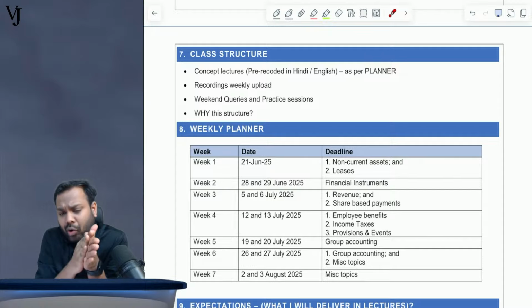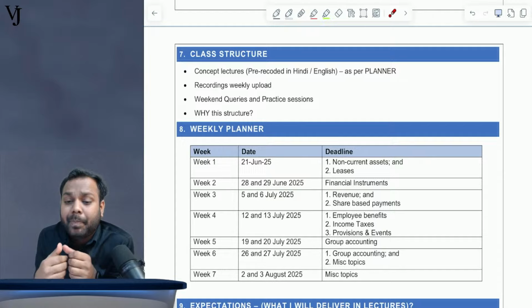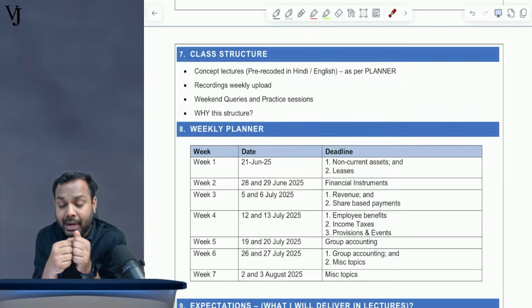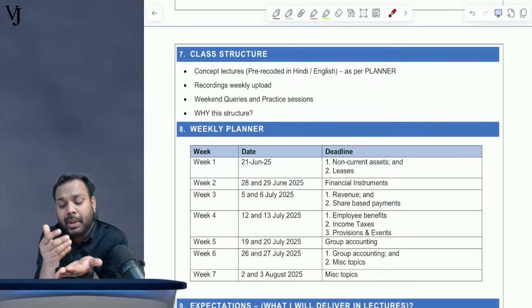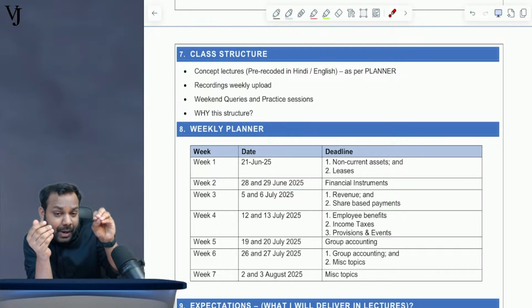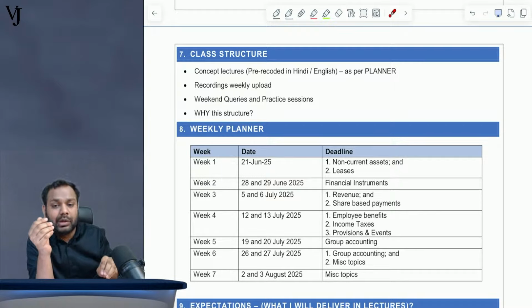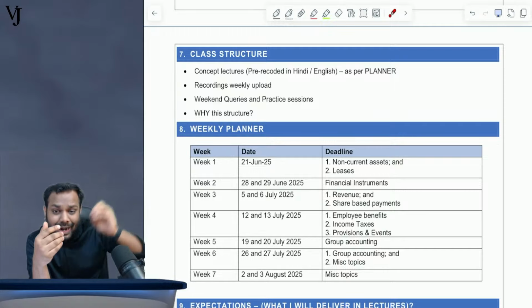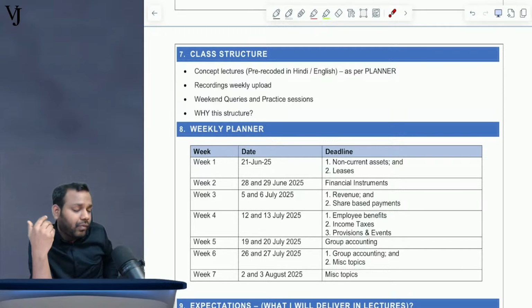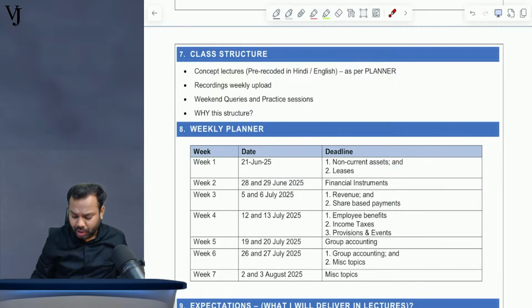If I try to take all the concepts live with you, we will be left with very less time to practice the questions. Understand that question practice is very important, because only then will we be able to understand how to read the question, how to interpret the requirement, how to brainstorm the answers, and how to draft the answer. If we don't understand this process, we will fall behind in the exam.